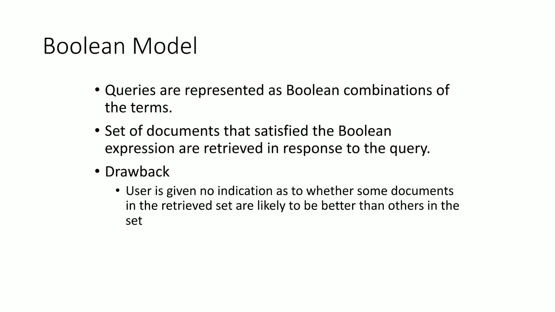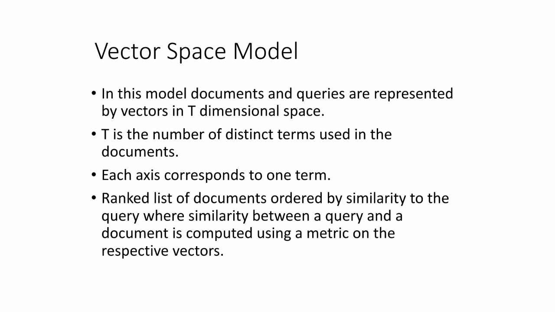It is called the vector space model. In this model, the documents and the queries are represented by vectors in t-dimensional space. Here t is the number of distinct terms used in the documents, and each axis corresponds to one term. A ranked list of the documents is ordered by the similarity to the query, where the similarity between the query and the document is computed using a metric on the respective vectors.